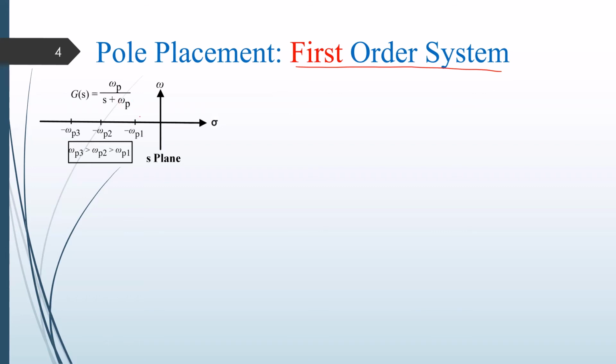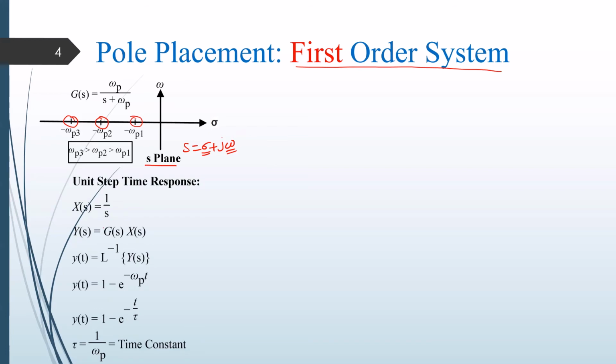And I have considered 3 different pole locations. This is one pole location which is near 0, and this is another pole location which is far away from 0, and this is further far away from 0. This is our S plane. So your S can in general be written as the real component and the imaginary component. This is your real part and this is your imaginary part. And yeah, this is our S plane.